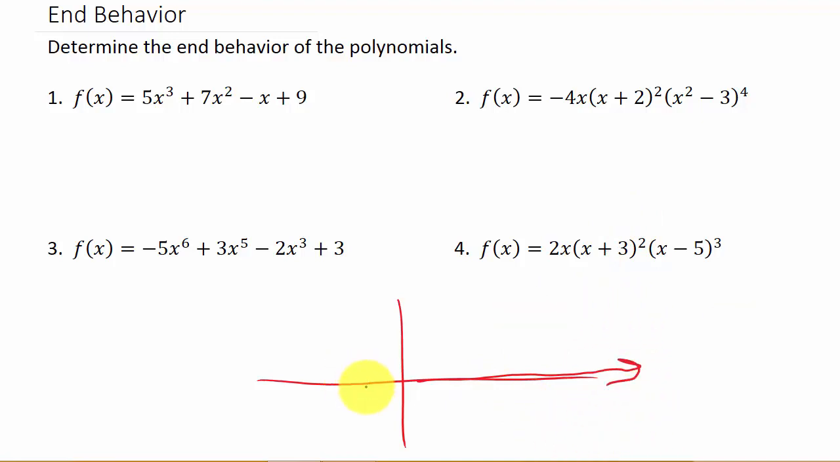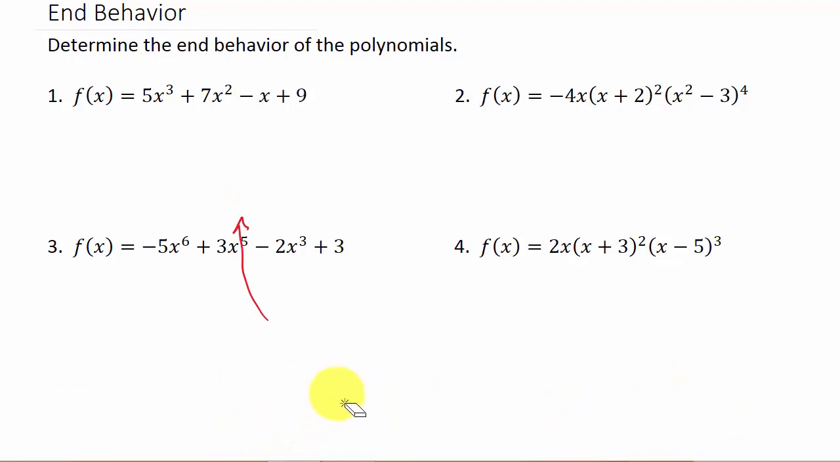And then the same thing this way, as we move to negative infinity, is the graph going up or is the graph going down? So as we go to infinity on the x-axis, is y going to infinity or negative infinity? As we go to negative infinity on the x-axis, is y going to infinity or negative infinity? That's what we'll be looking for with this. That's what they mean when they say the end behavior.